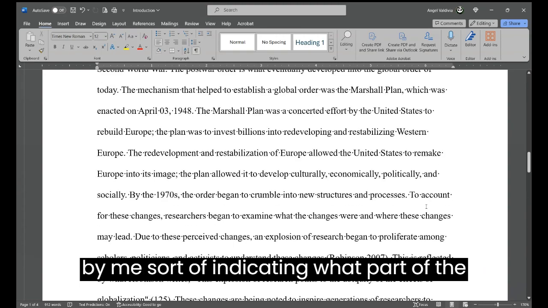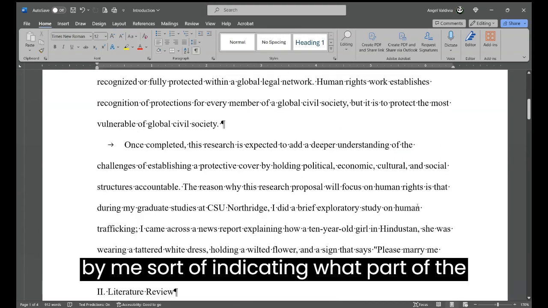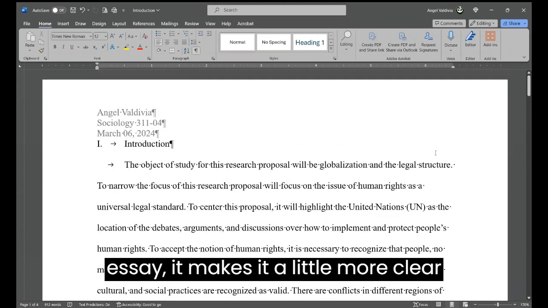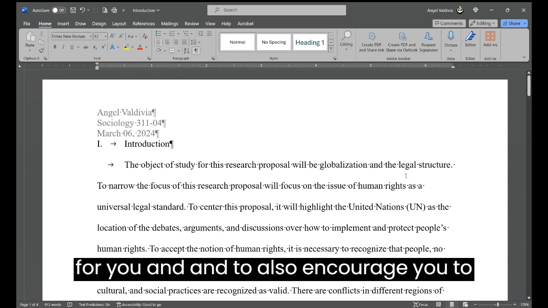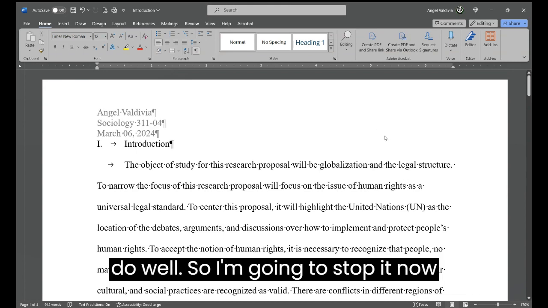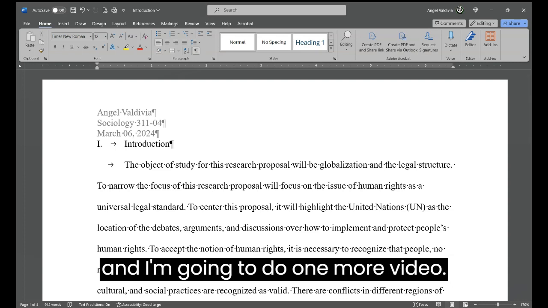And hopefully, by me indicating what part of the handout relates to what part of the essay, it makes it a little clearer for you and also encourages you to do well. So I'm going to stop it now and I'm going to do one more video.